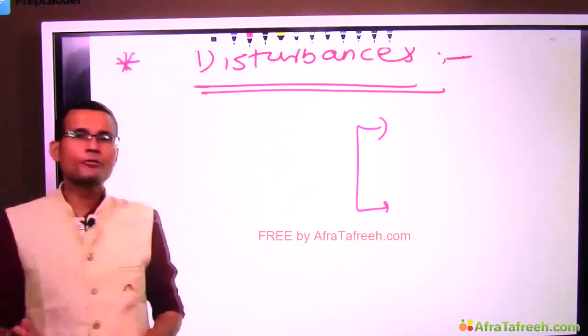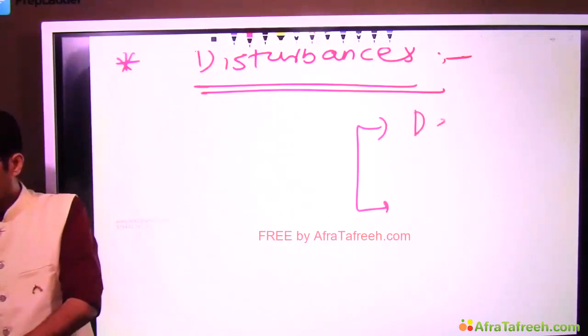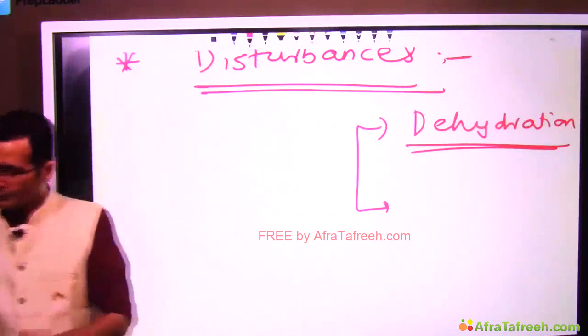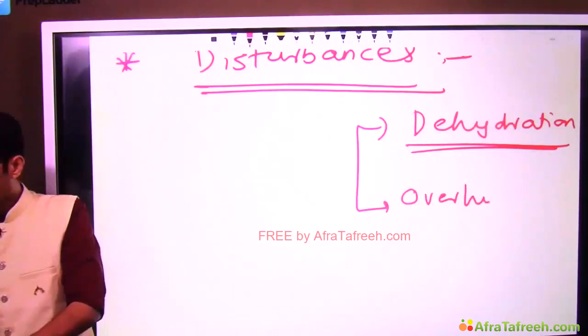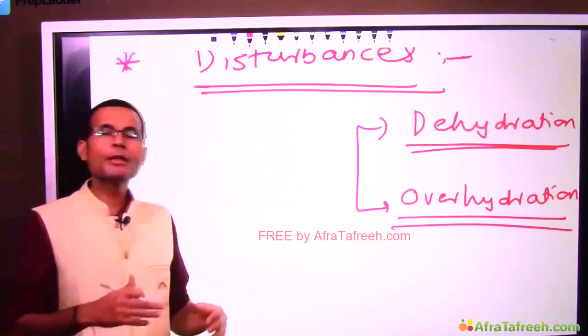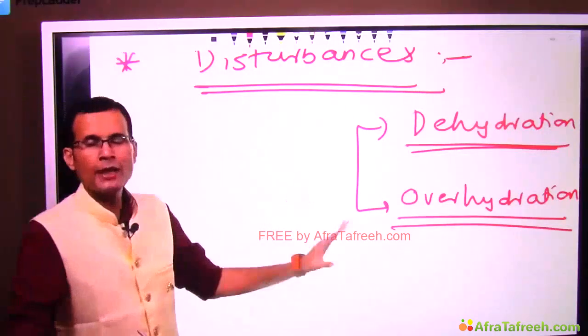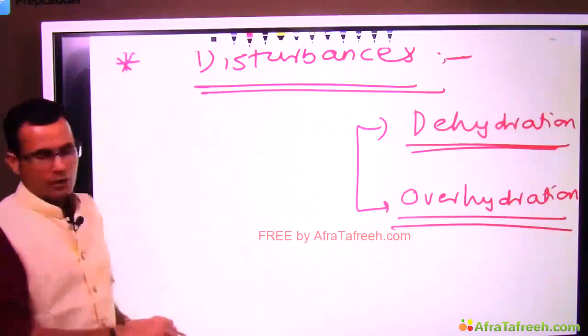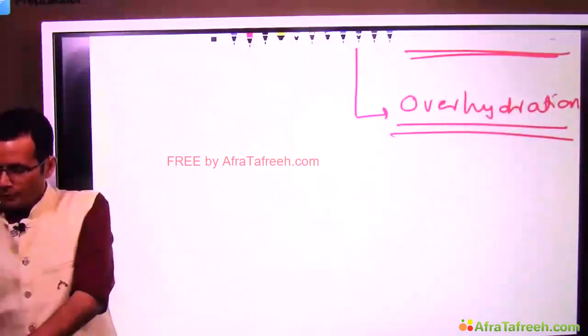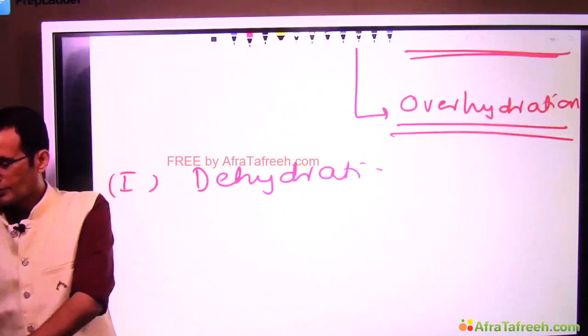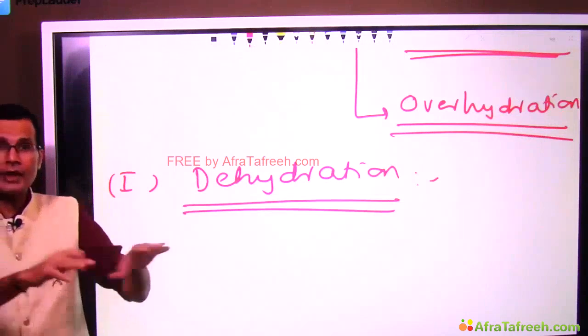A disturbance is of two types. There can be dehydration condition, where the volume is lost out of the body, or overhydration. Overhydration is volume expansion. Volume will be gained, fluid will be gained. So these are the two types of volume disturbances. Let's take them one by one and also talk about their principles as to what happens in that particular condition.